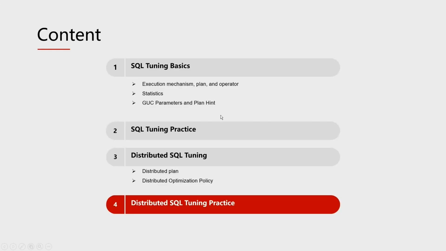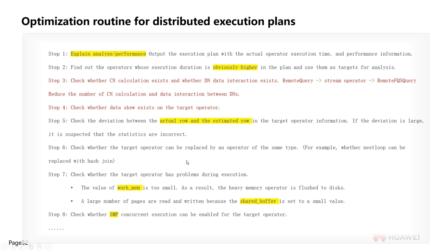Now we have studied all the fundamental background related to distributed SQL tuning. Just like before, we will dive into some SQL tuning practices and real-life examples. These slides give the routine steps for us to follow for distributed plans. Just like before, the first step is to always get the execution plan, and step 2 is to locate the bottleneck operator.